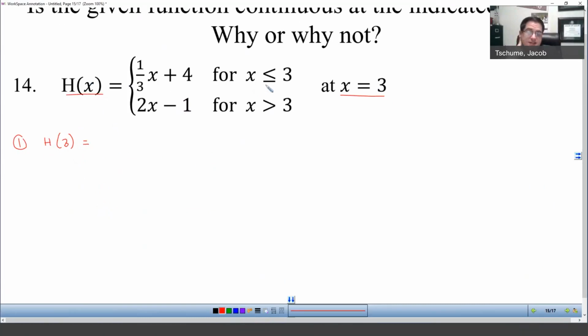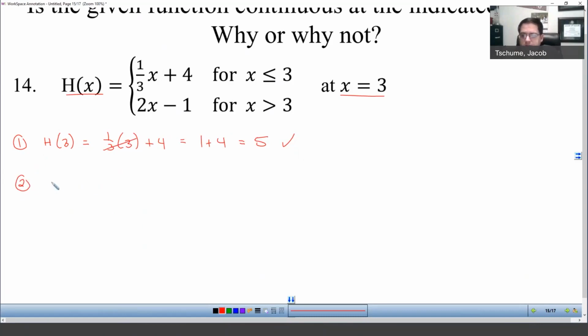Now, since there is an equal sign this time, you're going to plug 3 into the function that has the equal sign on it, which is the first one. That would be 1/3 times 3 plus 4, which would be 1 plus 4, which is 5, because the 3's right here cancel. You got an answer. So I'm going to put a check mark by it. As long as you get a number, part 1 works.